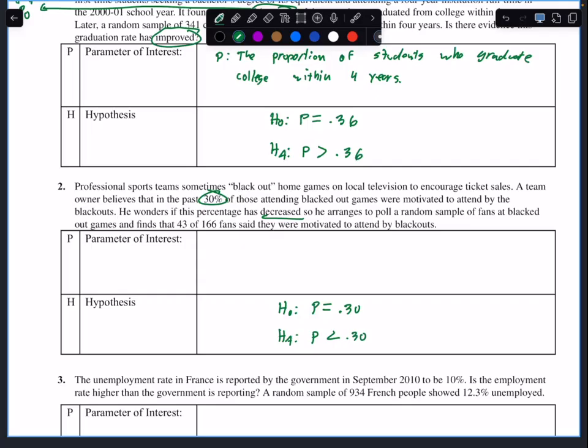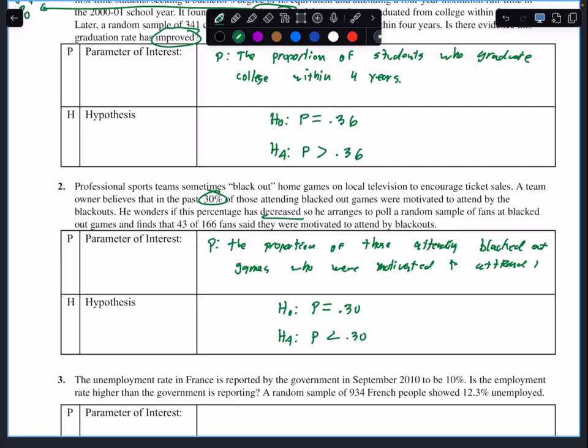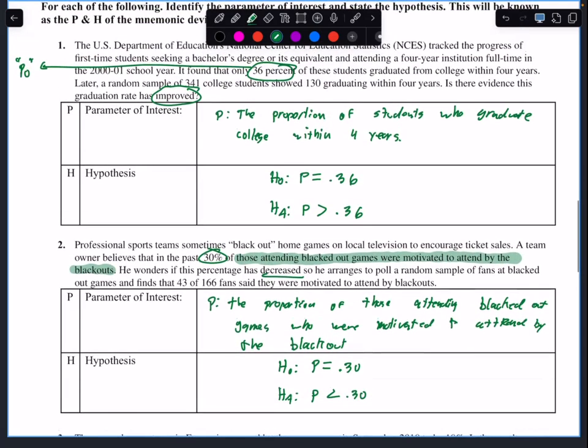We'll practice. And so my parameter, p, is, now I sometimes write true proportion, but the parameter that we're looking for is the proportion of those attending blacked out games who were motivated to attend by the blackout. I'm just copying down the words.